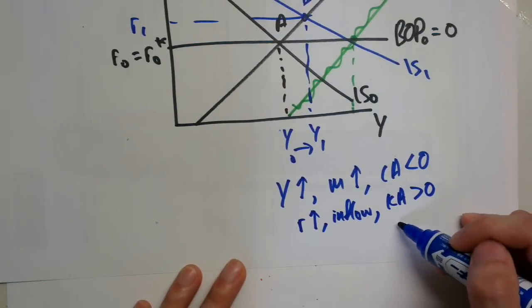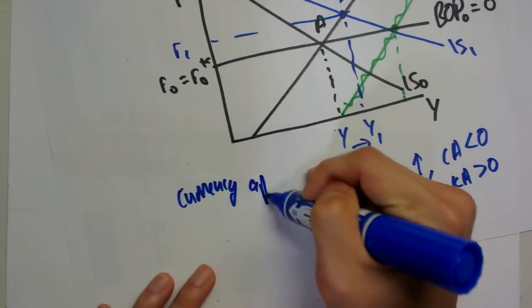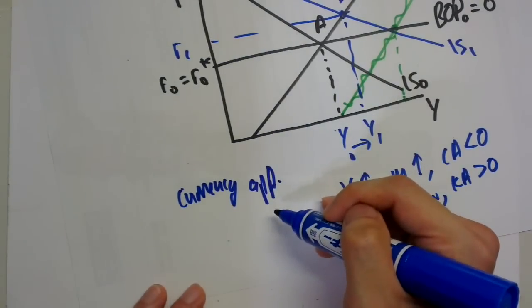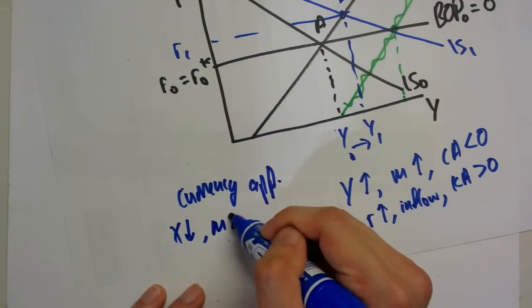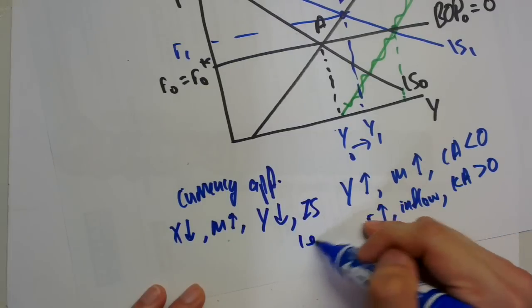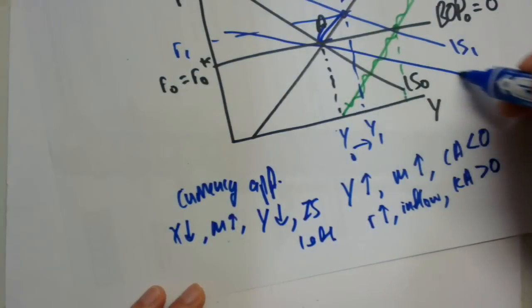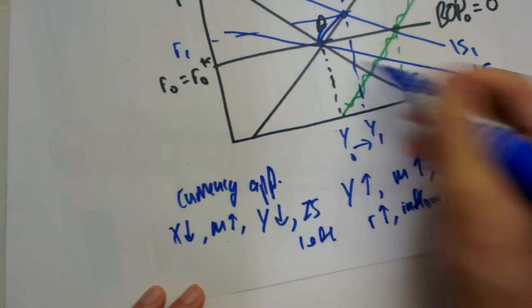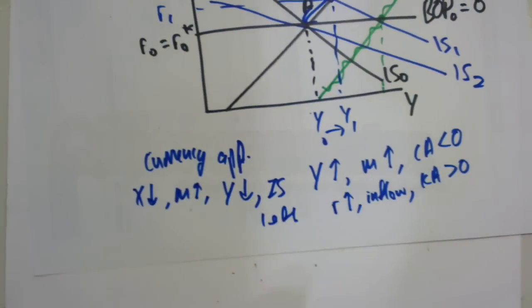Currency appreciation. What happens is that your exports are going to go down, your imports are going to go up, so your output is going to go down and your IS curve shifts to the left. Boom, it just goes back here. Of course, there is the new slope there. So that's what happens for part D.